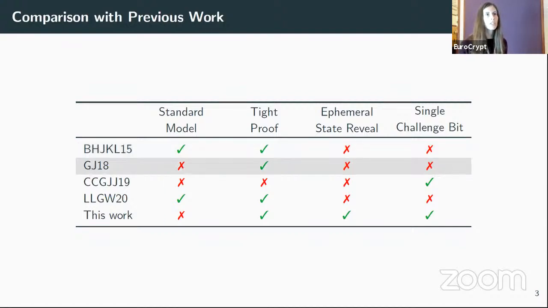Then at Crypto 2018, Gjøsteen and Jager proposed a variant of the signed Diffie-Hellman protocol in the random oracle model, which allows them to get a tight proof, but they also use this multi-challenge bit model.